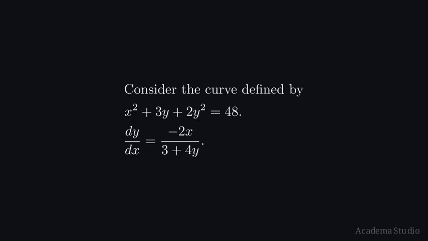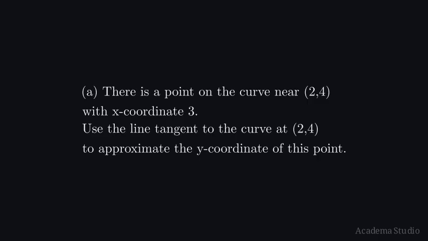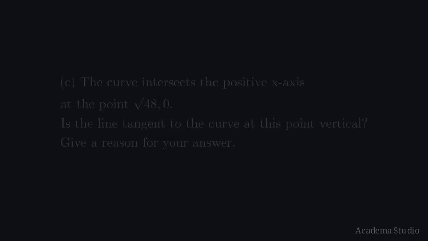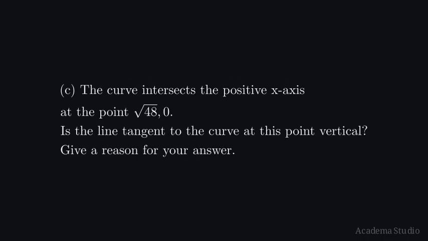We are given the implicitly defined curve x squared plus 3y plus 2y squared equals 48. We are also given that its derivative is negative 2x divided by 3 plus 4y. Part A asks us to use the tangent line at (2, 4) to approximate the y-coordinate of a nearby point whose x-coordinate is 3. Part B asks whether the horizontal line y equals 1 can be tangent to the curve. Part C gives a point on the positive x-axis and asks whether the tangent line there is vertical.